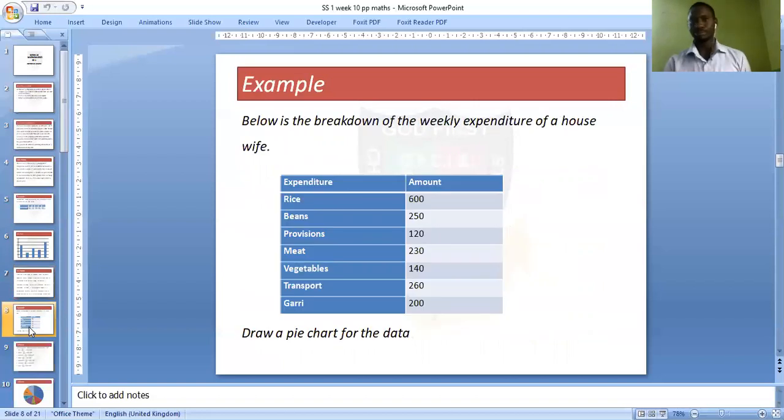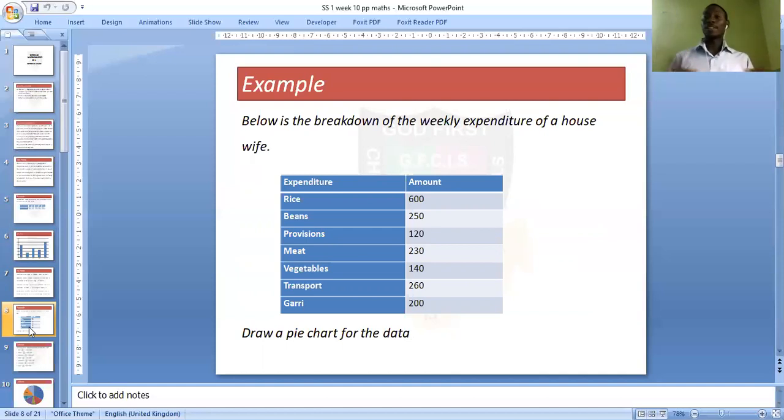Here is an example. Below is the breakdown of the weekly expenditure of a housewife, how she spends her money in the week. Rice 600, beans 250, provisions 120, meat 230, vegetables 140, transport 260, and garri 200. The total frequency of this is 600 plus 250 plus 120 plus 230 plus 140 plus 260 plus 200.